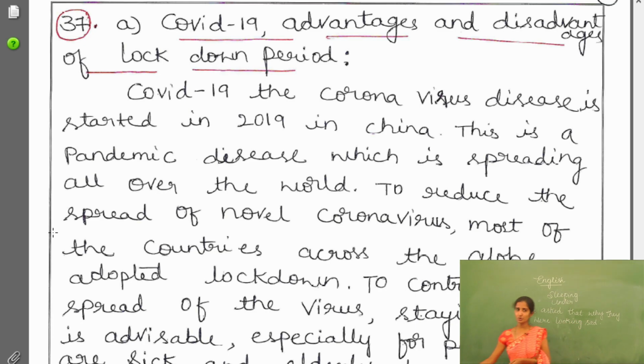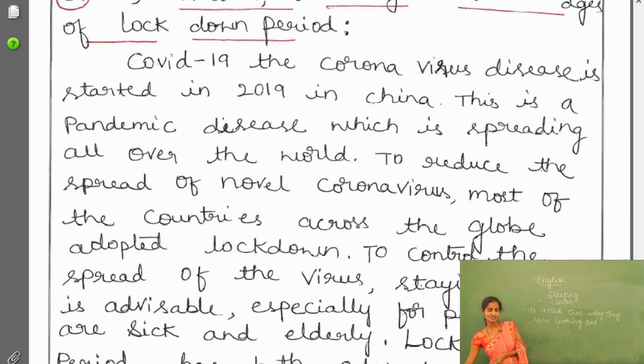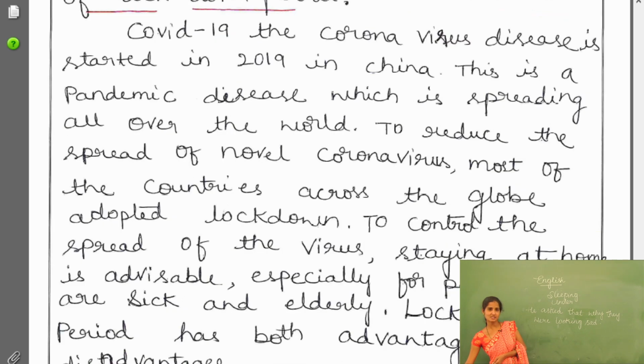Now I have given you this COVID-19 essay, advantages and disadvantages. In the key answer, you have to write this in your grammar notes to read this essay when your exam comes. So COVID-19, you all know, is shortly called coronavirus disease. It started in the year 2019 in China. This is a pandemic disease which is spreading all over the world.